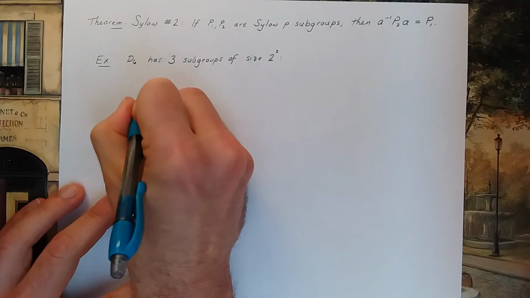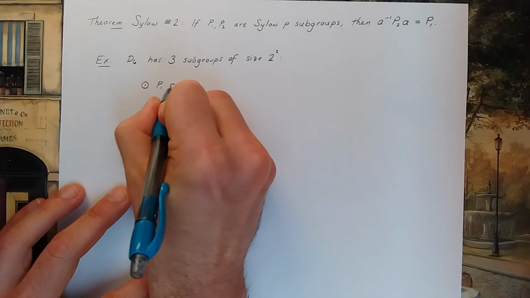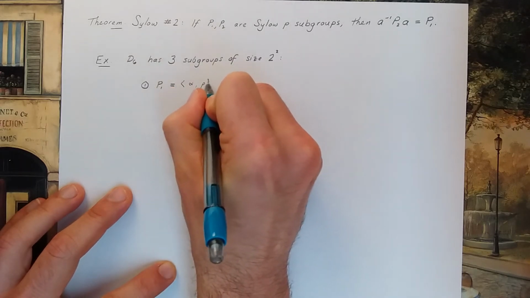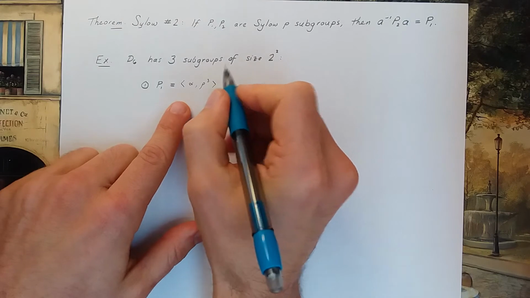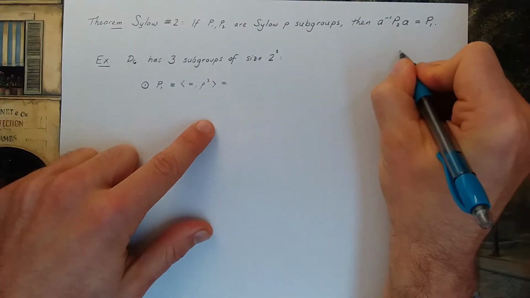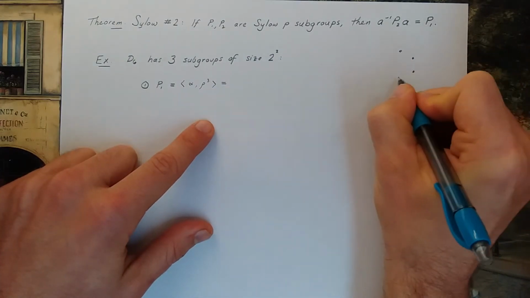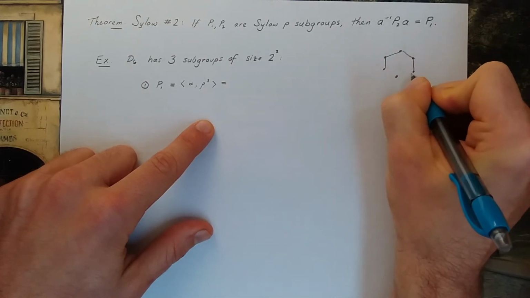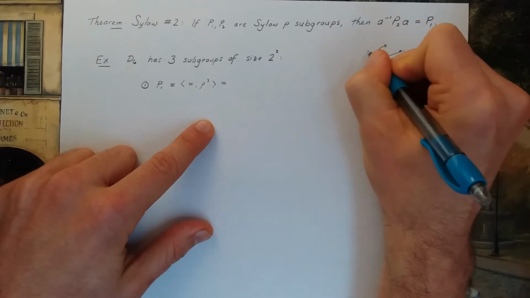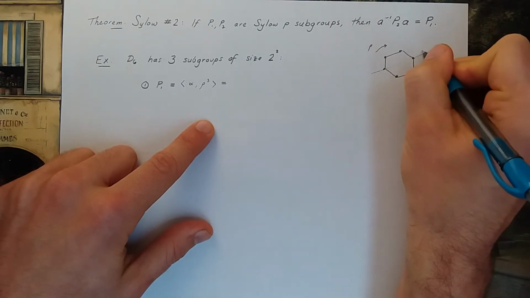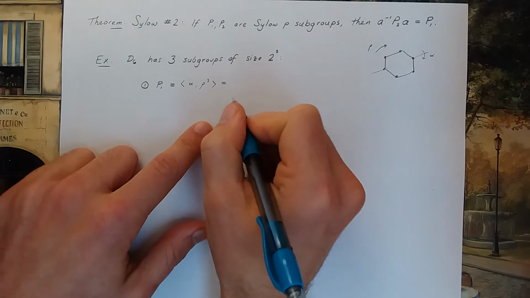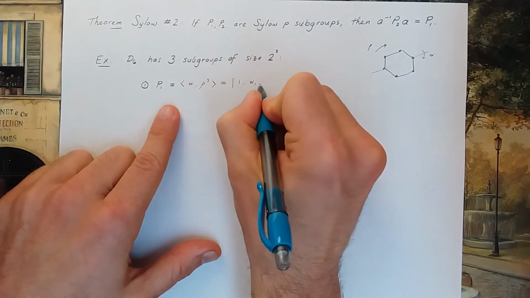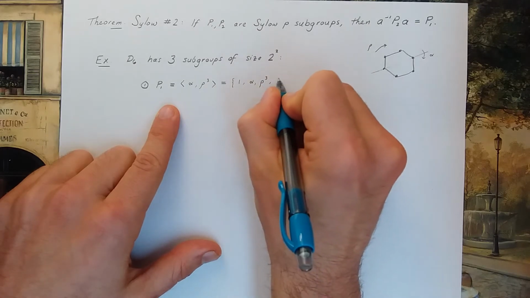So there's subgroup P1, generated by alpha and rho cubed. Again, I'm thinking of the hexagon, and I'm thinking rho is a clockwise rotation, and alpha is a reflection about some axis. This is the subgroup containing 1, alpha, rho cubed, and alpha rho cubed.